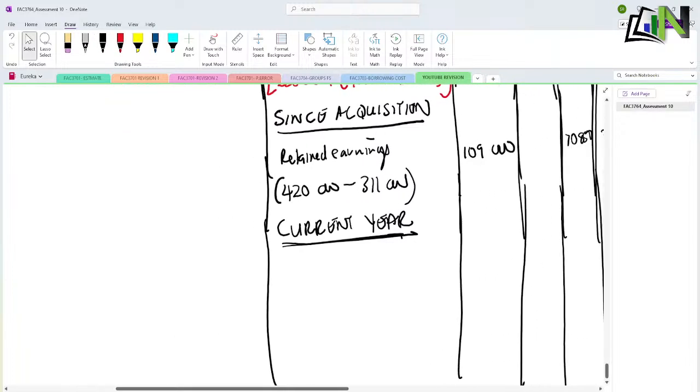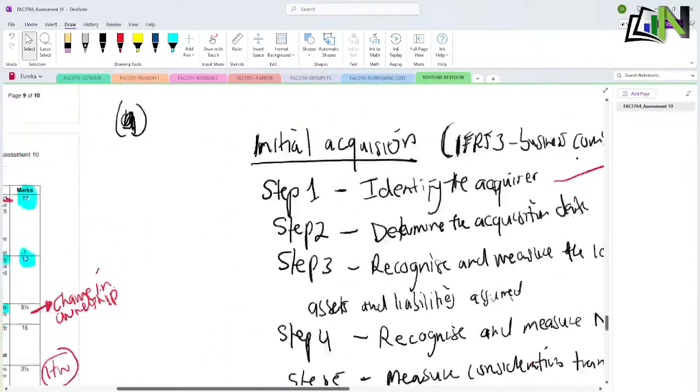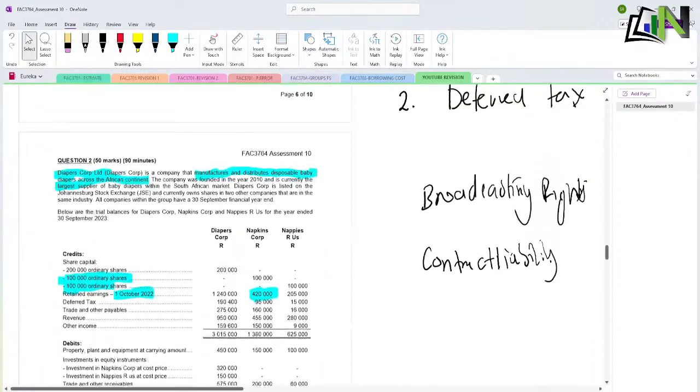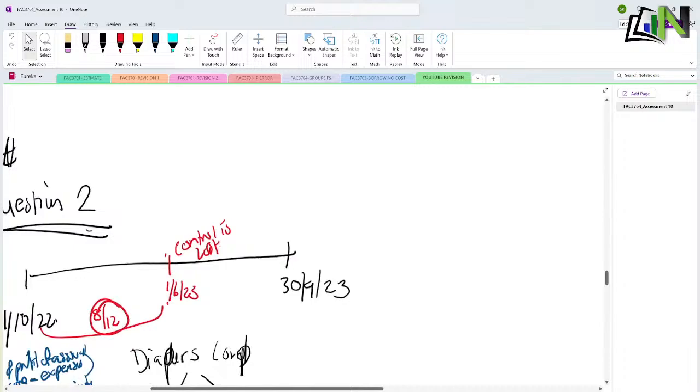Let's go get our profit for the year. We're going to do our calculation on the side. So I'm going back here. Basically what we're looking for is revenue, other income, cost of sales, other expenses, income tax. Those are all the figures that we are looking for. My revenue is 455, and then 150. That's my other income. Okay, 455 and 150.